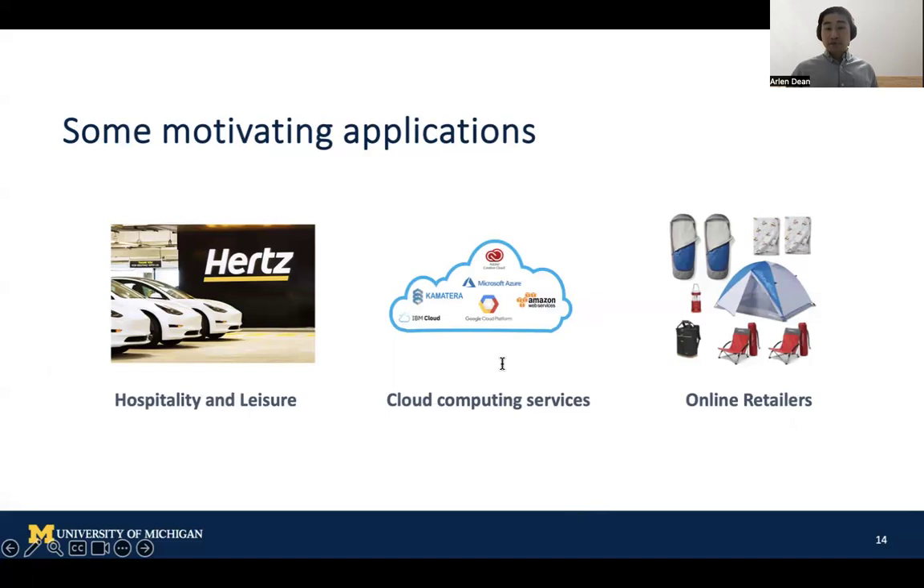And this setting is motivated by relevant applications, such as those in hospitality and leisure, where we can think about a bundle as, for instance, a car and a hotel room. There's also cloud computing, where there can exist different configurable virtual machines that can be purchased for temporary jobs. And then one last example is online retail, such as equipment rental package deals.